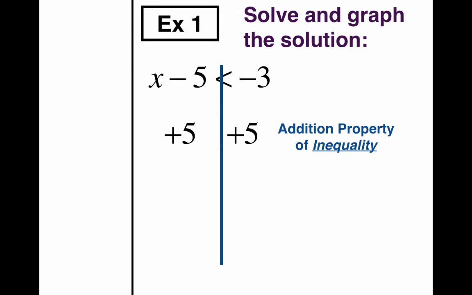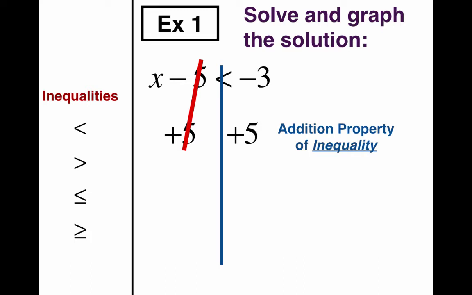I don't expect you to have to memorize those words, but I want you to be familiar with them. We're adding 5, so it's addition. It's a property, which means it's a rule. And we're using an inequality, so it's the addition property of inequality. Now, when we add that 5 over and get rid of it, we get the x all by itself.